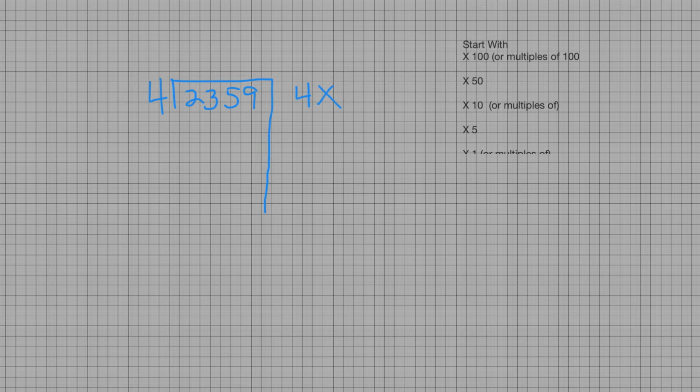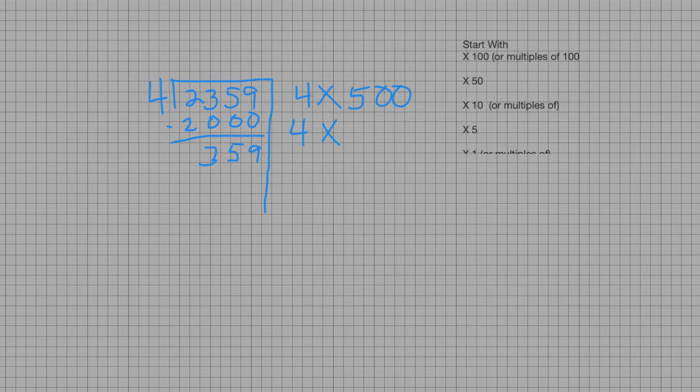So if we look at 2,359, we want to think of multiples of 100. So I could start off with 4 times 100, but I can use a larger number to get me a little bit closer to 2,359. So I know that if I use 4 times 500, that will make 2,000. So we can subtract, and we see that there's 359 left.